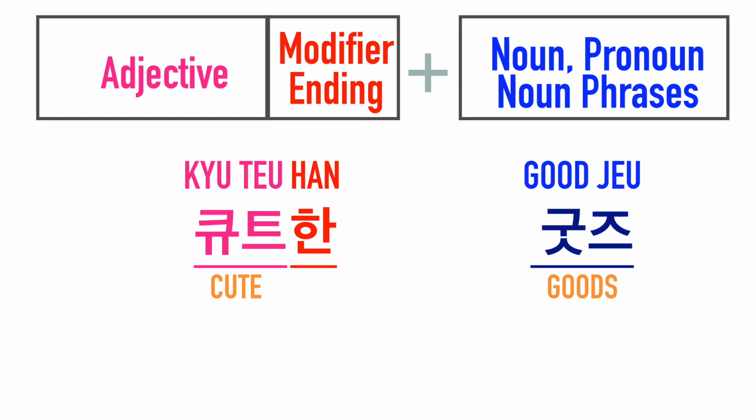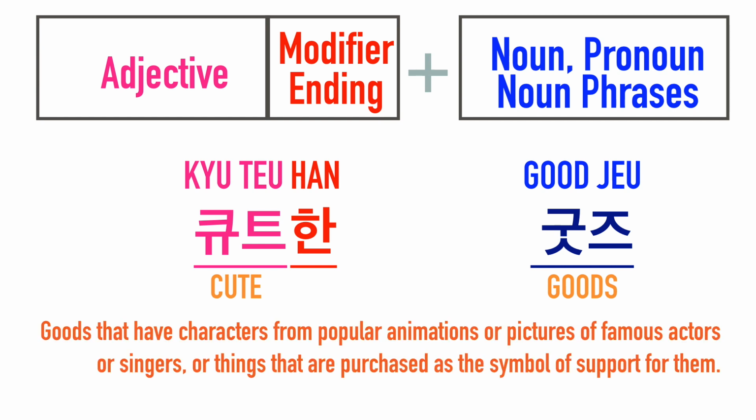큐트한 굿즈. 큐트한 굿즈. Once again, you see the ending for the modifier form used at the end of the English adjective here. Now the word 굿즈 comes from the word goods in English, but in Korean, its meaning went through a process of so-called semantic narrowing, meaning it's used in a much narrower sense. So in English, the word goods can mean any commodities or tangible products, but in Korea, 굿즈 means more specifically goods that have characters from popular animations or pictures of famous actors or singers or things that are purchased as a symbol of support for them.